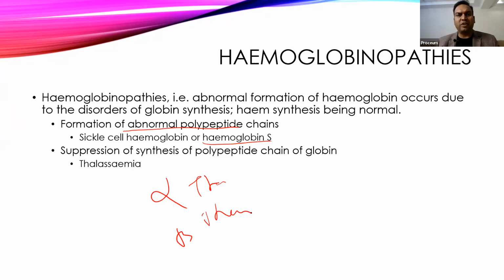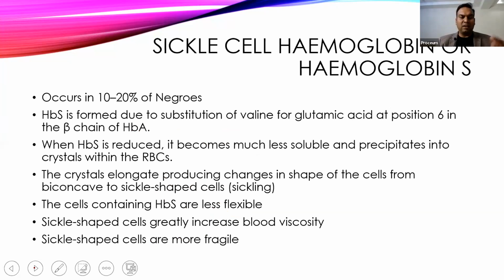If any other chain is suppressed, it will not appear clinically, because we need only alpha and beta chains. Now come to the sickle cell hemoglobin. These are very common in Africa. Almost 10 to 20% of Negroes show sickle cell hemoglobin. And here the defect is that valine is substituted instead of glutamic acid. So valine replaces glutamic acid at the sixth position of the beta chain, and that leads to sickle cell hemoglobin. So that will be reported as HbS.